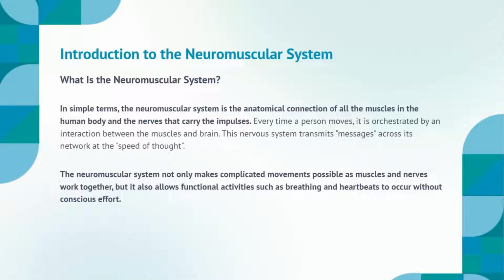Every time a person moves, it is orchestrated by an interaction between the muscles and brain. This nervous system transmits messages across its network at the speed of thought. The neuromuscular system not only makes complicated movements possible as muscles and nerves work together, but it also allows functional activities such as breathing and heartbeats to occur without conscious effort.